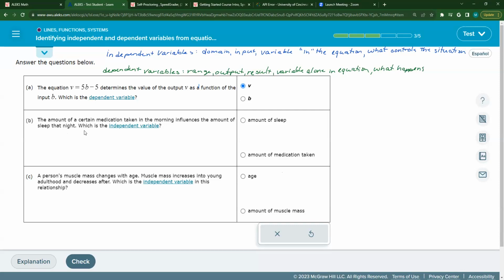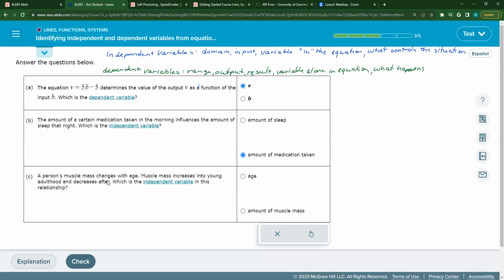The amount of a certain medication taken in the morning influences the amount of sleep that night. We've seen this question before, but this time they're asking for the independent variable. So what is causing this? The medication causes the amount of sleep. So independent is the amount of medication. So that's controlling the situation.